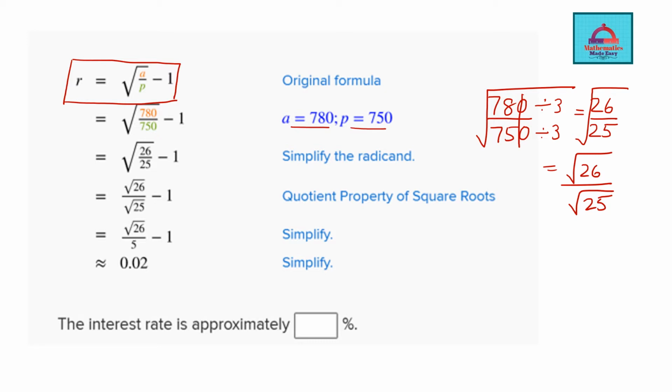Now to simplify this, you may use your calculator. And this roughly comes approximately 0.02. So now 0.02 is the decimal. To convert it into percentage, we multiply by 100. So this is going to remove the decimal and give you 2%. So approximately 2% is the interest rate. So you saw how you can solve the word problem on radicals, on square root, using this method.